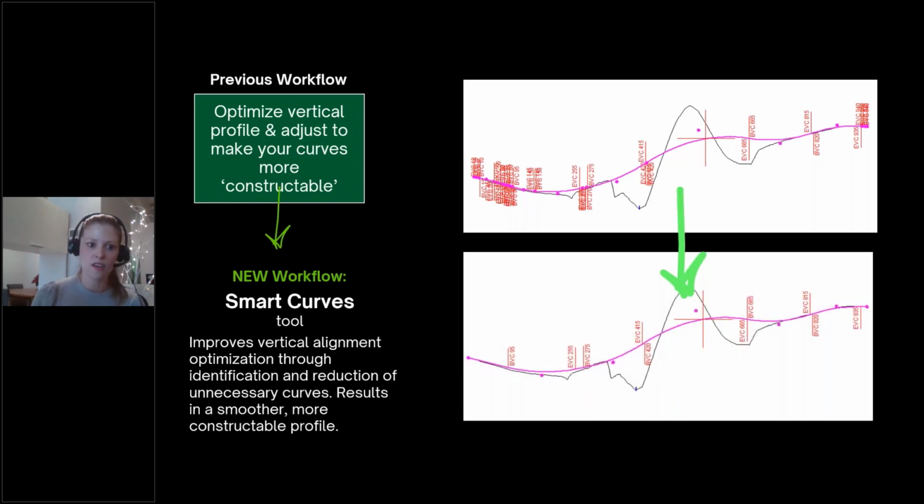And then finally, in terms of making our vertical optimization tool so much more effective and real-world applicable, we can use smart curves. Smart curves improve vertical alignment optimization by identifying and reducing the number of unnecessary curves, back-to-back curves, and combining curves as well. And the end result here, as you can see, is a much smoother, constructible profile, but most importantly, one that is still optimized for earthworks.